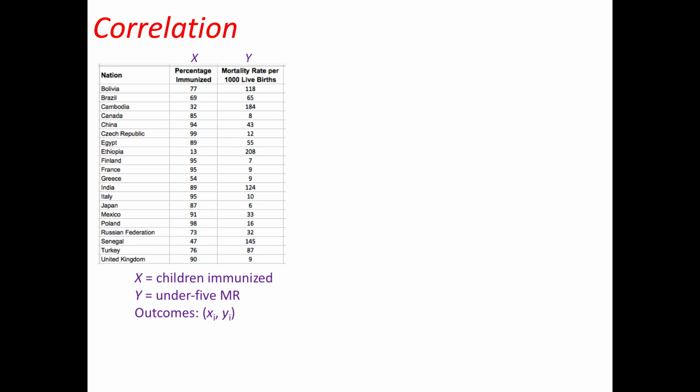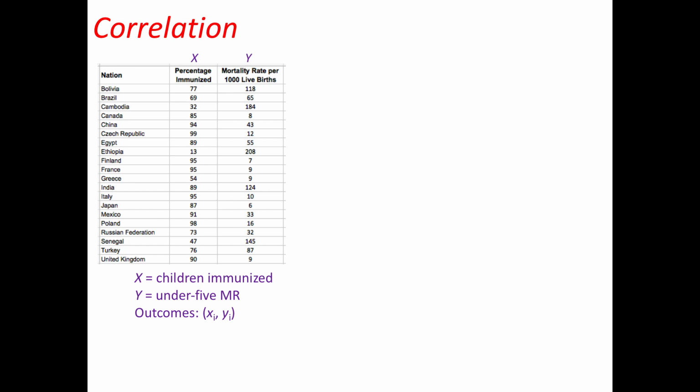The first country on the list, Bolivia, has a DPT immunization percentage of 77% and an under 5 mortality rate of 118 out of 1,000 live births. Therefore, the nation is represented by the data point (77, 118).